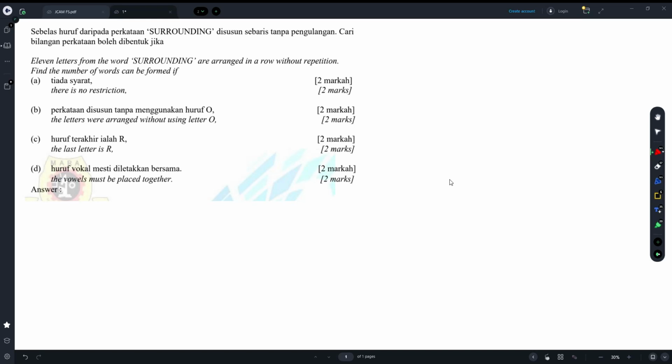Hello everyone. Today I'm going to discuss one question on permutation, pilih atur. The word that has been given to us is surrounding. The question wants us to find the number of words that can be formed if there is no restriction, without the letter O, the last letter is R, and the vowels must be placed together.